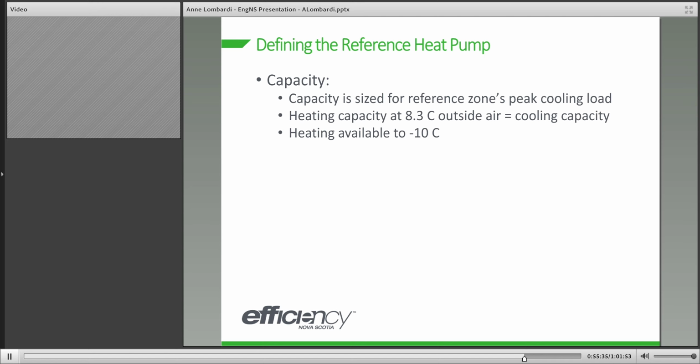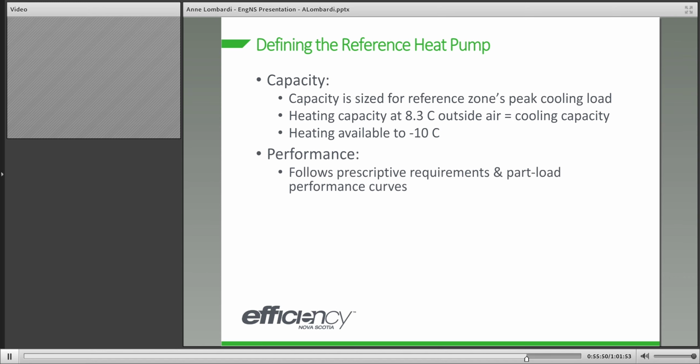NECB provides some rules around capacity, so it's sized for the zone's peak cooling load, and then the heating capacity at 8.3 outside air is equal to the cooling capacity. The heating in those units is available down to -10, so if your building is using heat pumps that perform to colder temperatures, then you're going to get credit, right? For performance of the reference heat pump, the NECB has part load performance curves as well as prescriptive requirements for heat pumps that the reference one has to follow.